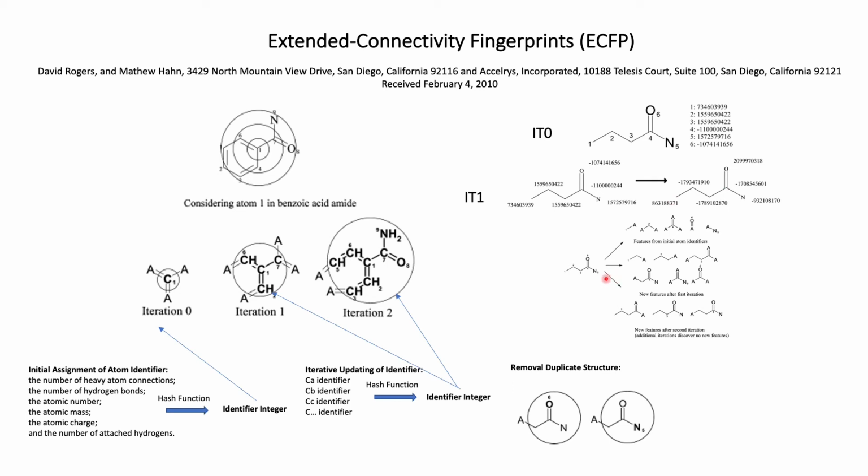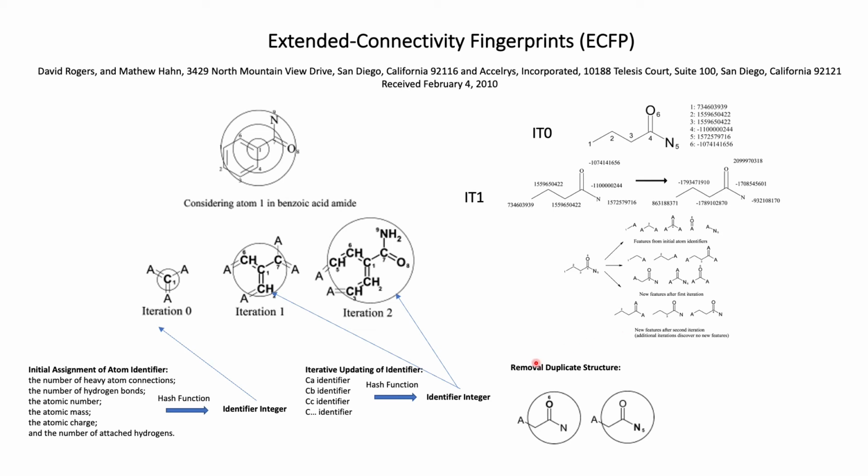So by doing this, we will get a lot of features of the molecule, from the initial identifier, like only a one bond between each atom, to iteration 1, where we have more features included for the molecule, and we keep doing this until there's no more new identifier generated. And at that point, we already have all the features of that molecule.